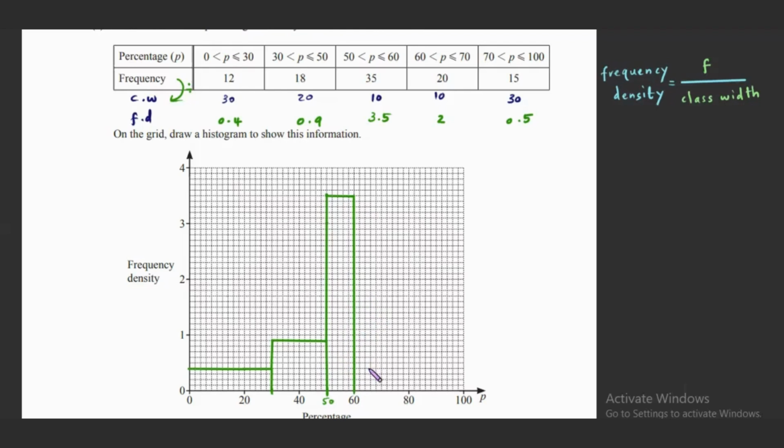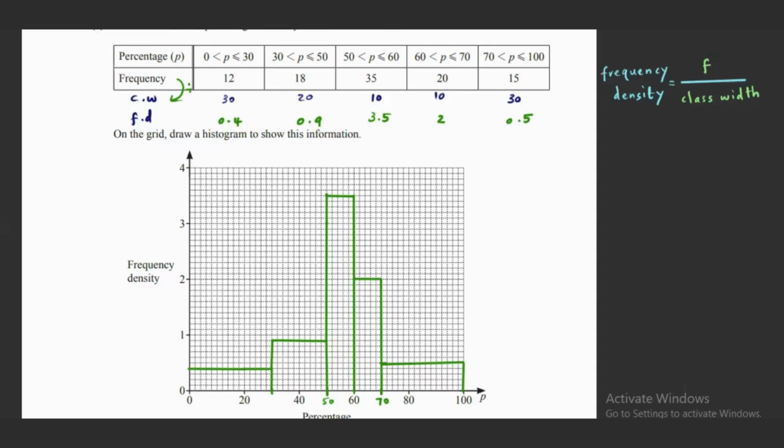Then the next one is 60 to 70. So this is 60, this is 80. So 70 is right in the middle. So 60 to 70 has a frequency density of 2, which means the height is going to be 2. So it will be like this. And finally, we have 70 to 100, which has a height of 0.5. So 0.5 is going to be here. So I need to draw the column or the rectangle here. This is how the frequency histogram has to be drawn.